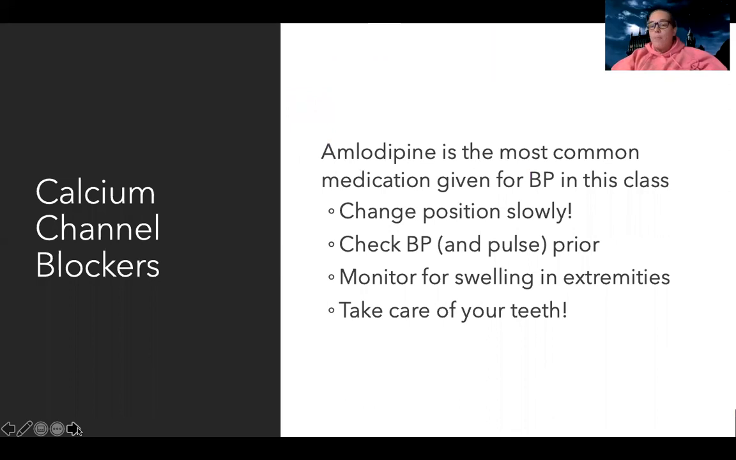It's the most common medication given for blood pressure in that class. And when, again, we want to tell patients what? Check your blood pressure, and you'll probably want to check your pulse. These have a potential to lower your pulse, so you probably want to check that before as well. They work mostly on the blood vessels, but because of the class that they're in, I'm always extra careful, and I usually check prior. Also telling them to change position slowly, as always.